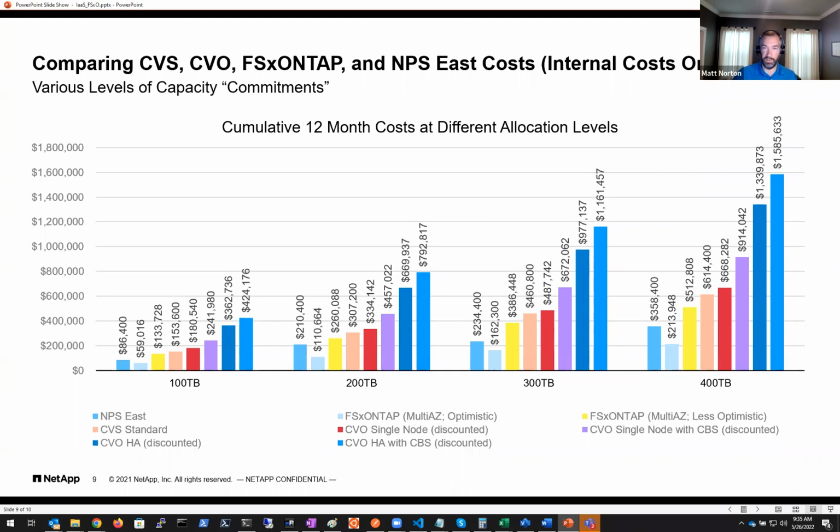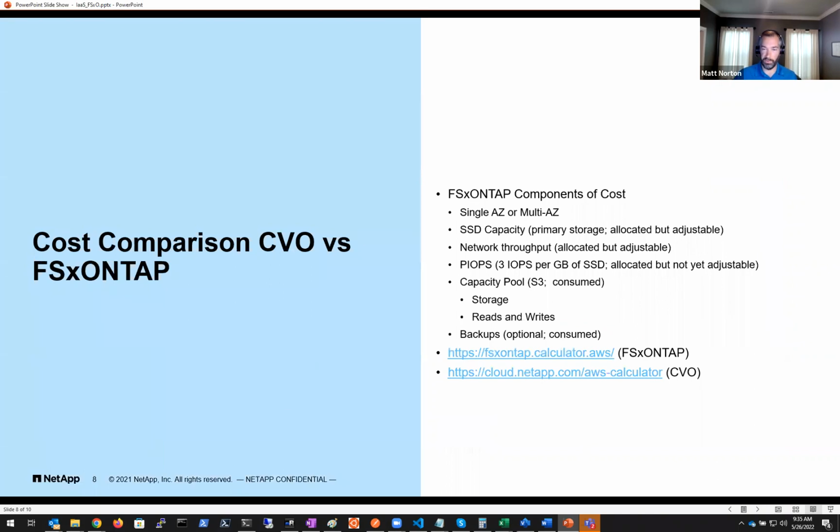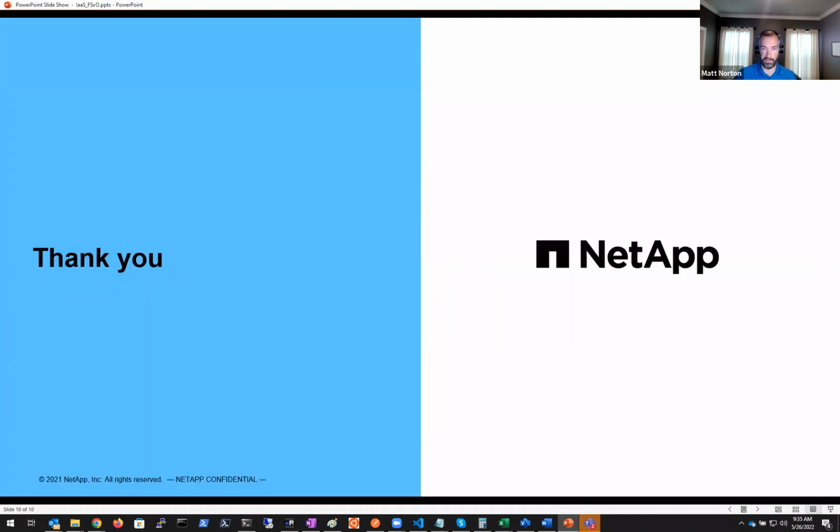But again, don't take my word for it. You can pop on over to those calculators and put in your own numbers, and you'll see the same thing. You're going to see that FSx ONTAP is quite a bit cheaper. It's cheaper, it's easier to set up. You don't own it, so in my opinion, it's a slam dunk all around. So that's what I had.